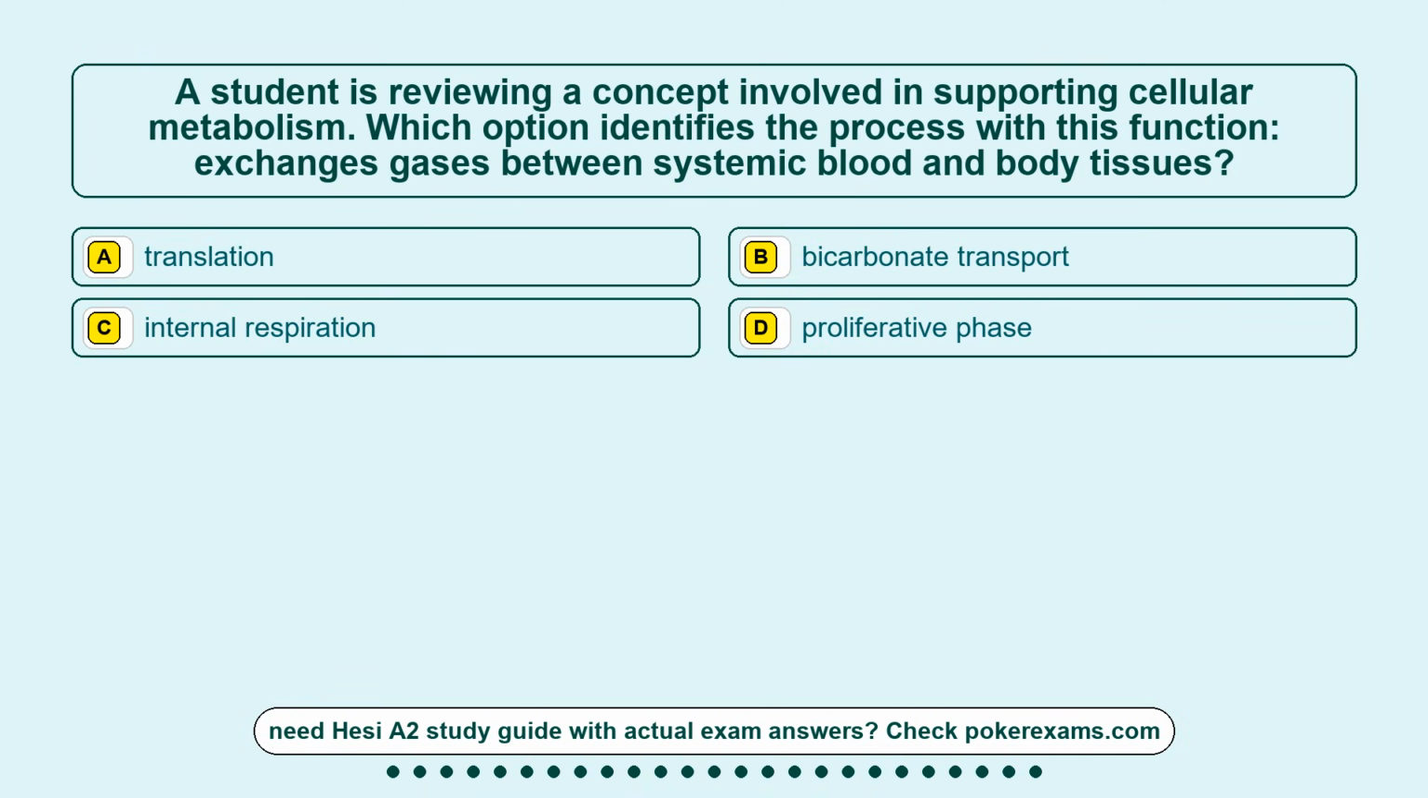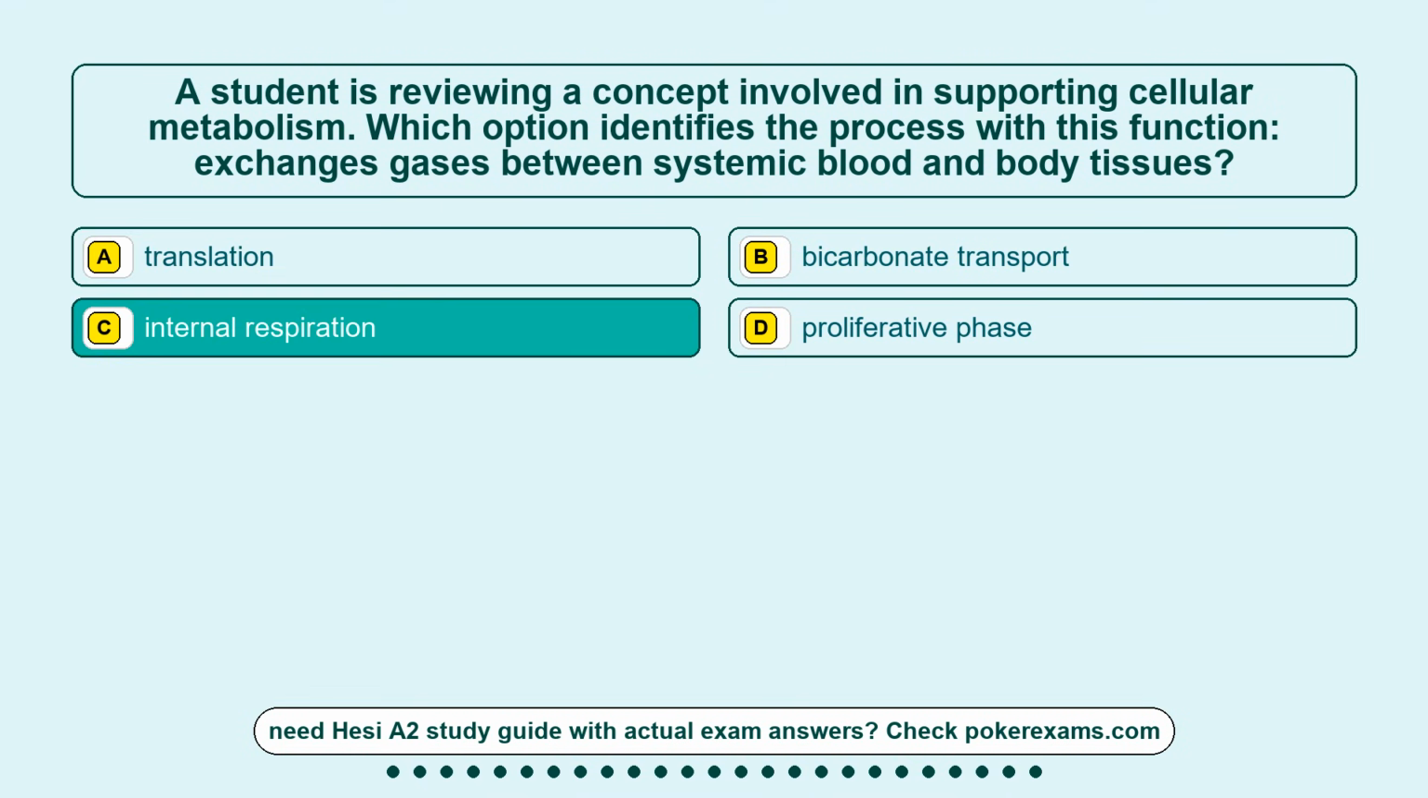Question 11. A student is reviewing a concept involved in supporting cellular metabolism. Which option identifies the process with this function, exchanges gases between systemic blood and body tissues? Option A, translation. Option B, bicarbonate transport. Option C, internal respiration. Option D, proliferative phase.